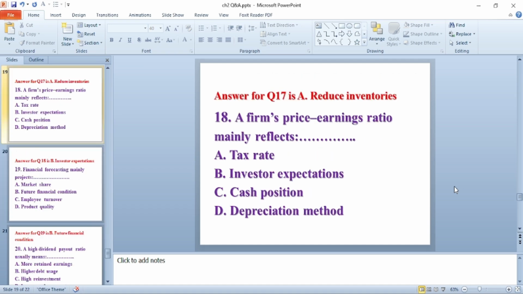Question number 18. A firm's price earnings ratio mainly reflects dash: A. Tax rate. B. Investor expectations. C. Cash position. D. Depreciation method. The answer for this question is B. Investor expectations.